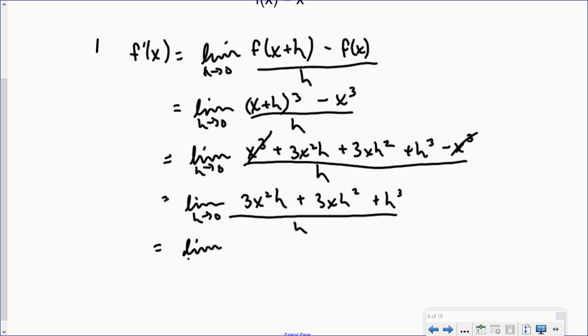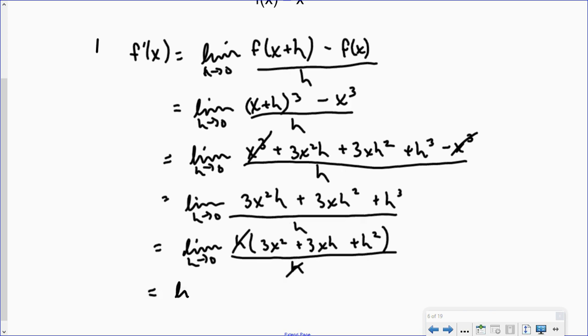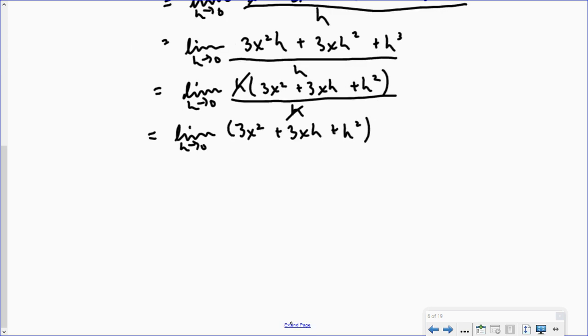I factor. Then I can simplify, and I'm left with the limit of my expression, 3x squared plus 3xh plus h squared. Now I can drop my limit and put in h equals 0. So I'm left with 3x squared.